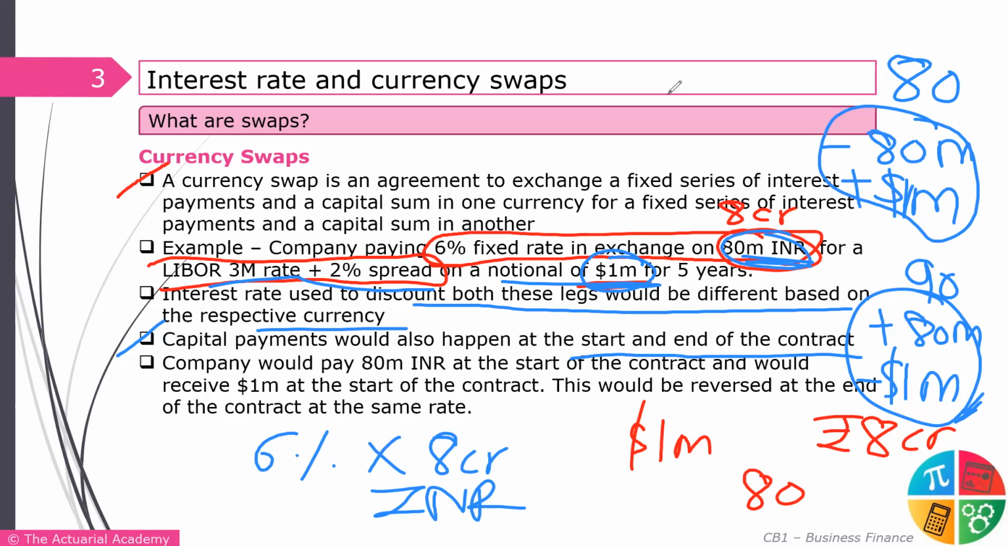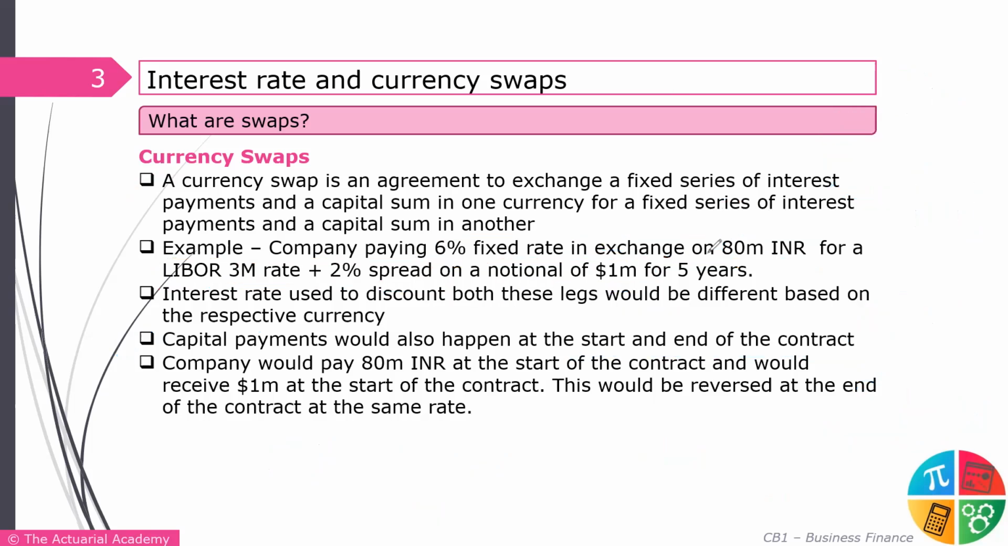the start of the contract and would receive 1 million at the start of the contract. And this would be exactly reversed at the end. So everything will exactly reverse, like we saw. But this reversal will happen after 5 years, right? So in that case, probably currency exchange rates will change and you will earn from that as well.